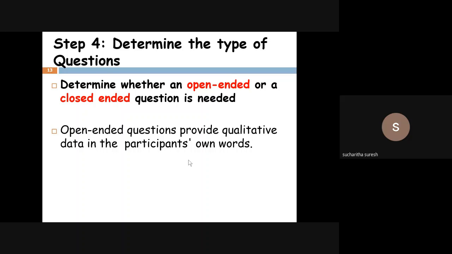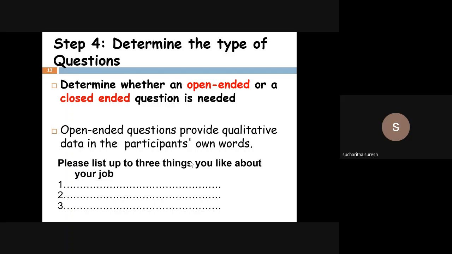So I am telling here, open-ended questions are that vast. Own words, like for example here, please list up to 3 things you like about your job. Tell me, who will answer? See, open-ended questions are very good actually. Why? If people are giving you a response, you get a variety of responses. Different things are coming up, but the analysis of that is something different.